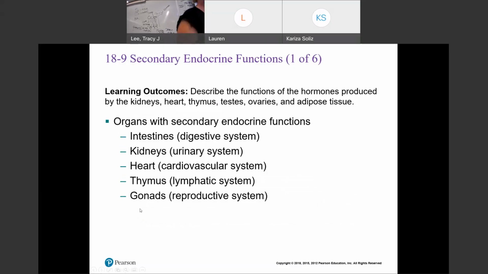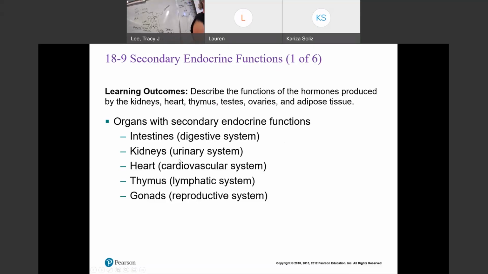All right, organs with secondary endocrine functions. Intestines, we talked about this, right? Small intestines secrete hormones that say, hey, we have a lot of carbs down here, so the pancreas releases carb breakdown enzymes. Kidneys, what were some of the hormones from the kidneys? EPO and renin. Renin helps to regulate blood pressure. EPO does red blood cell production.